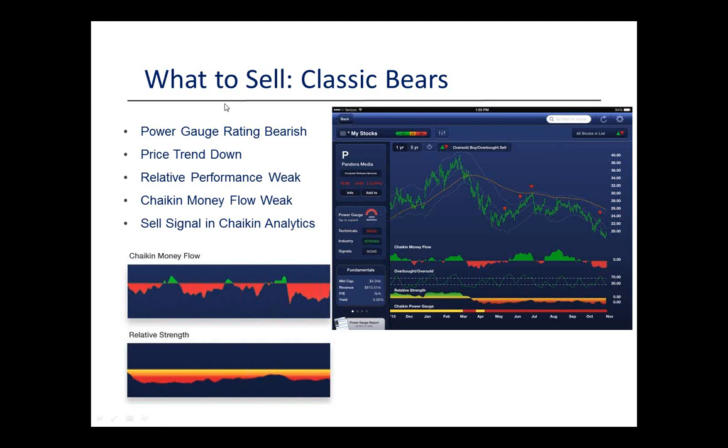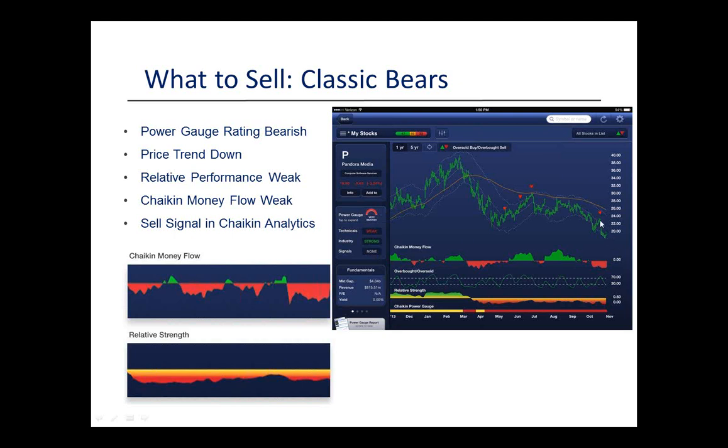The opposite, what to sell, is what we'd call a classic bear. And again, Power Gauge rating, not bullish, but in this case bearish. We're looking for a price trend on the downside, below that 200-day moving average. We're looking for relatively weak performance, and we'll see here that the relative strength is all red. Chaikin Money Flow is weak. We see a mix of red and green, but down here, at the end of our chart, when we're ready to make our decision, it's certainly red. And finally, a sell signal coming from Chaikin Analytics.